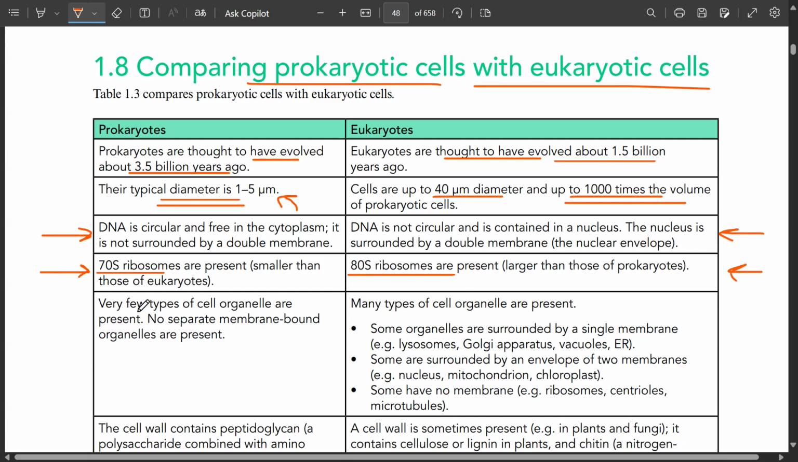Then in prokaryotes, very few types of cell organelles are present, and they don't have any membrane bound. For example, in eukaryotes, we have many different varieties. Some of them are single membrane, such as lysosome, Golgi apparatus, vacuoles, and endoplasmic reticulum. Some of them have two membranes as well: nucleus, mitochondria, chloroplast. And some of them have no membrane as well: ribosome, centriole, microtubules. So we have a whole variety in eukaryotes, whereas there's no variety in prokaryotes.